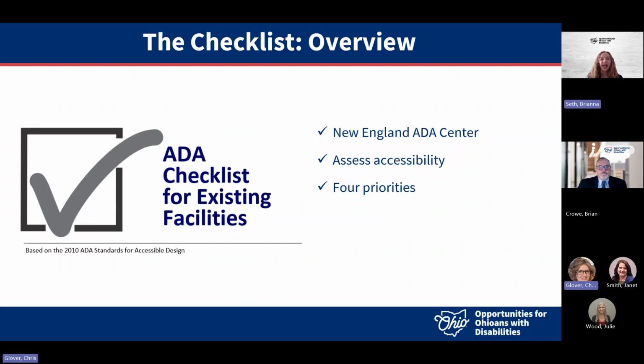Priority 2 is access to goods and services. This priority contains information on aspects of the environment, such as accessible routes, interior doors, seating, and signs. Priority 3 is toilet rooms, which considers aspects of accessible restrooms. And lastly, priority 4 is additional access, and this reviews things like drinking fountains and fire alarms. There are also recreational checklists for certain topics like amusement rides, swimming pools, and golf facilities.